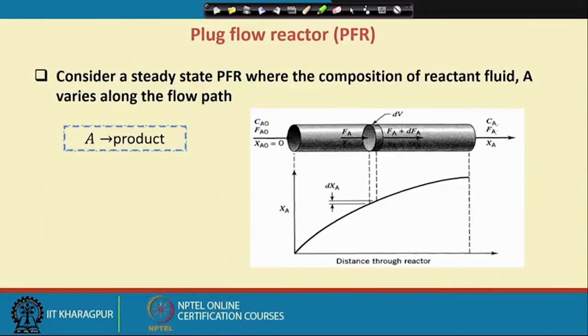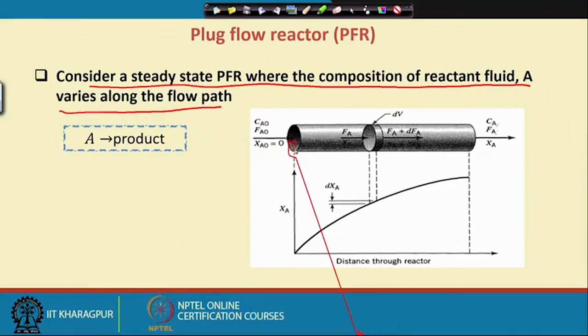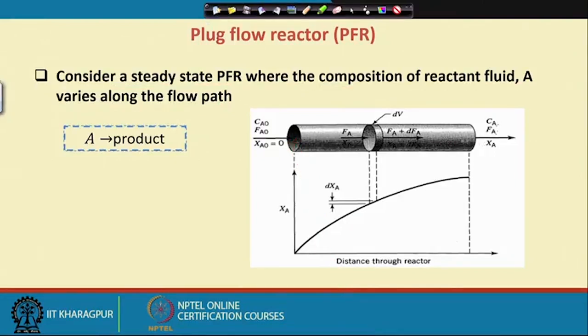Now, let me discuss another continuous reactor, what you call the plug flow reactor. What is the plug flow? Consider the steady state plug flow, where the composition of the reactant fluid varies along the path. This is the tubular reactor, as I told you. The liquid is passing through the tube, am I right? It is passing like this.